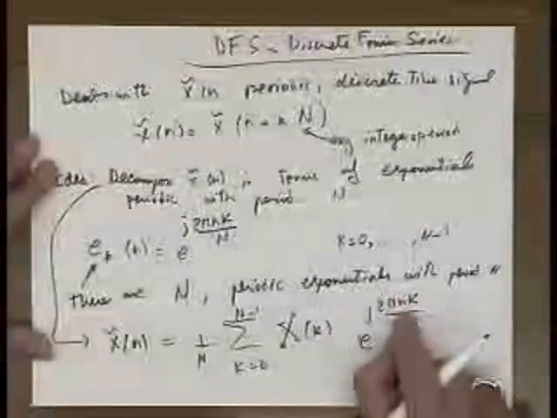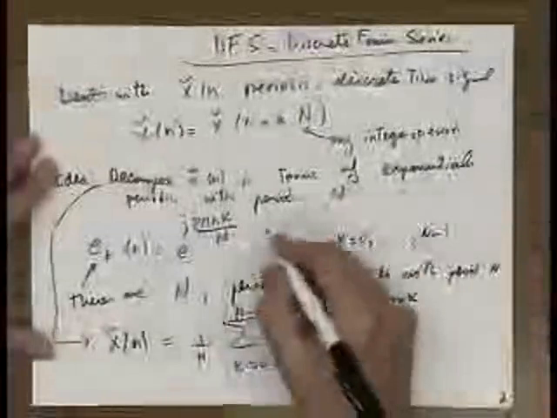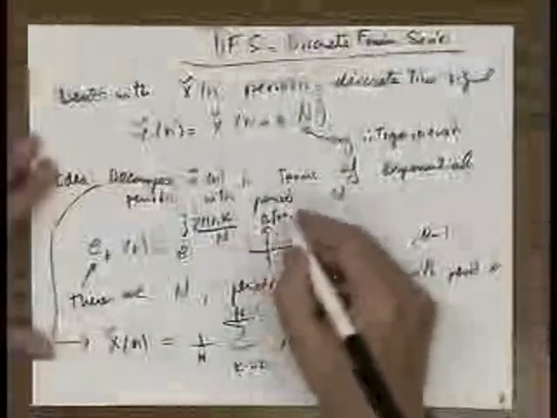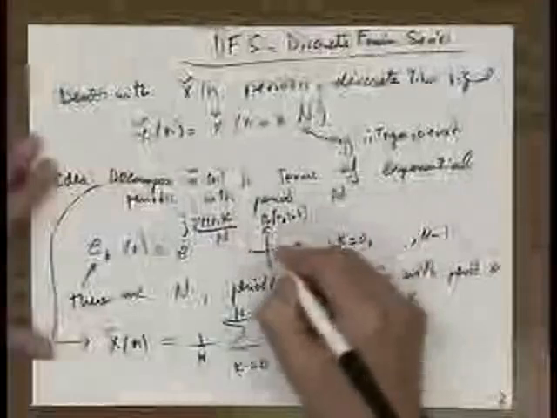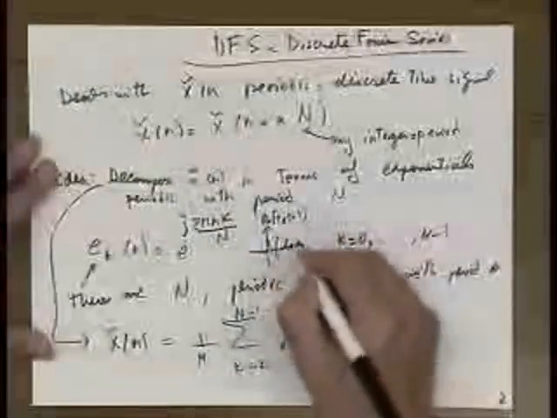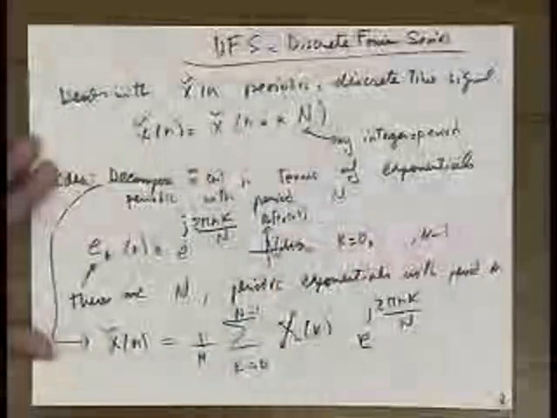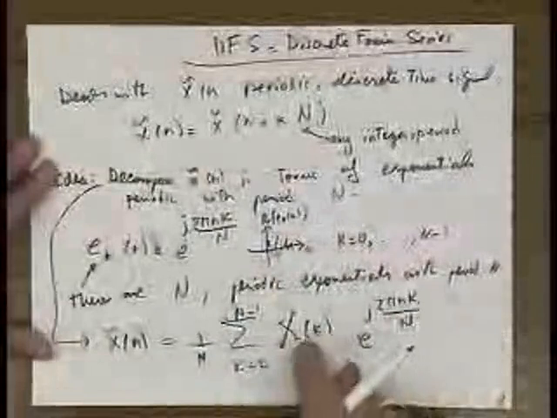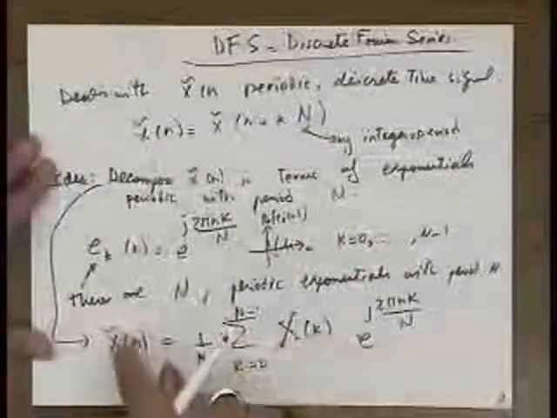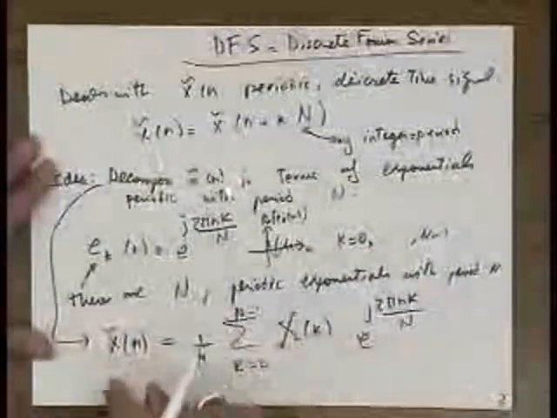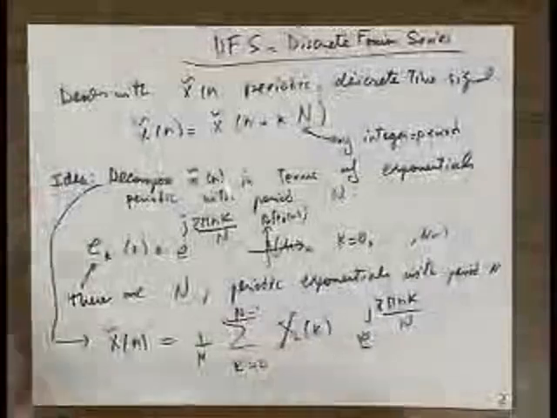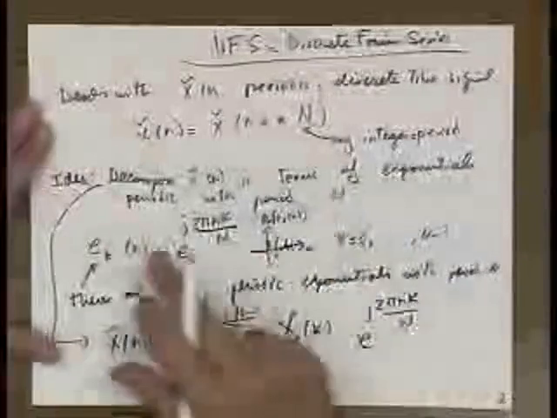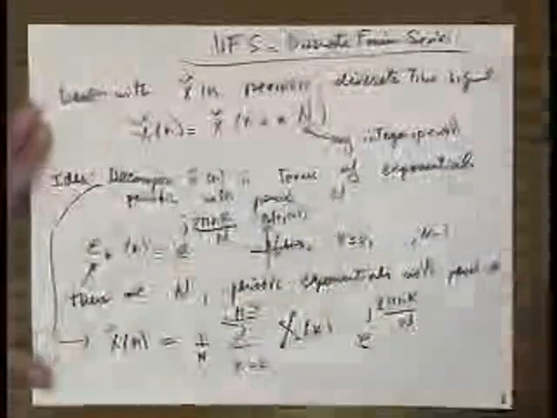So these are all functions of n. If I were to draw, as a function of n, the real part of e sub k of n, they'll all be sinusoids going up and down. So if I weigh each of those sinusoids of different frequencies with the proper weight and add them up together, I can describe any periodic N-point sequence. That's what this is telling me. And these are periodic with period N. Let me just prove it to you.